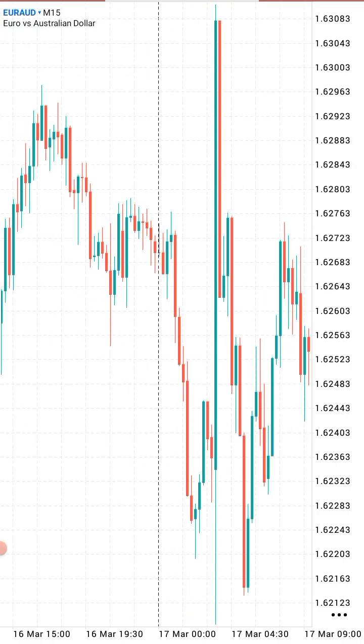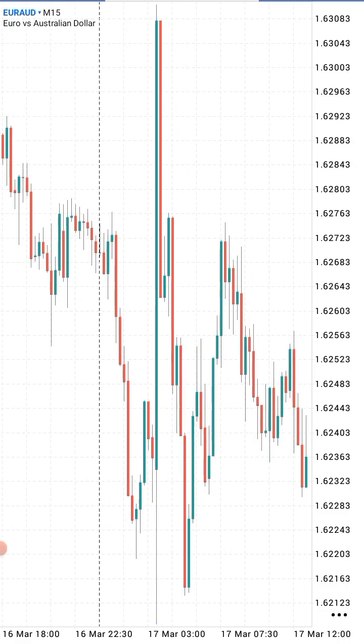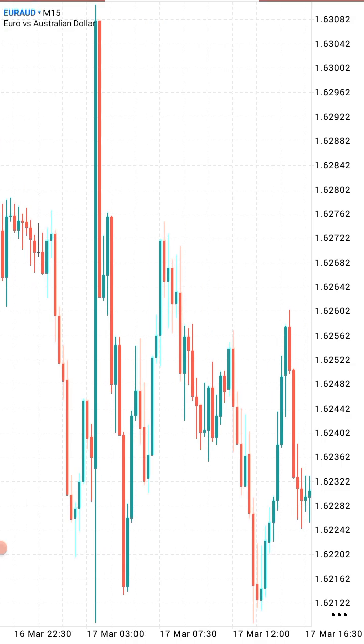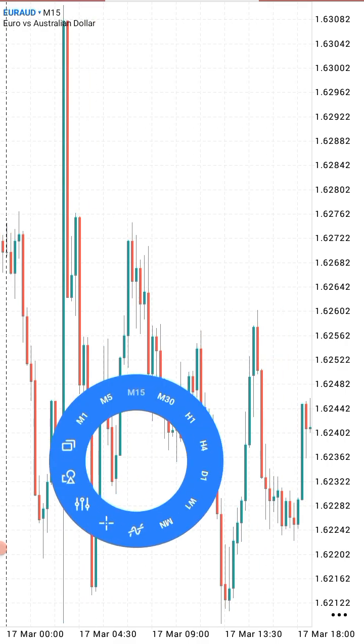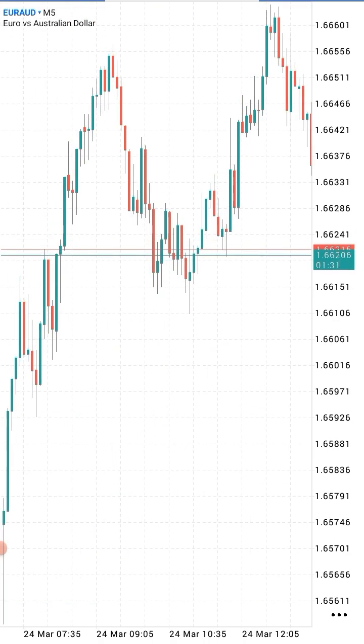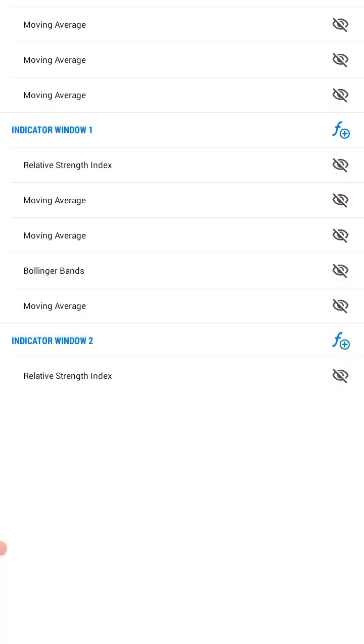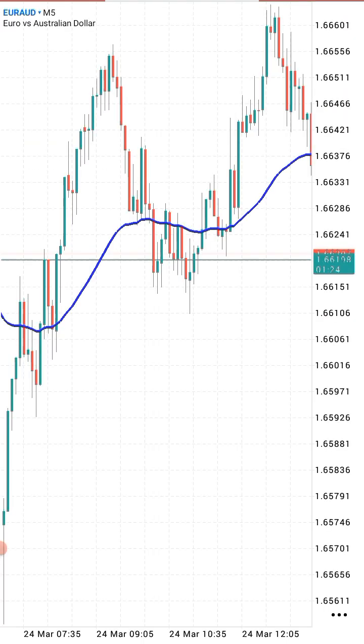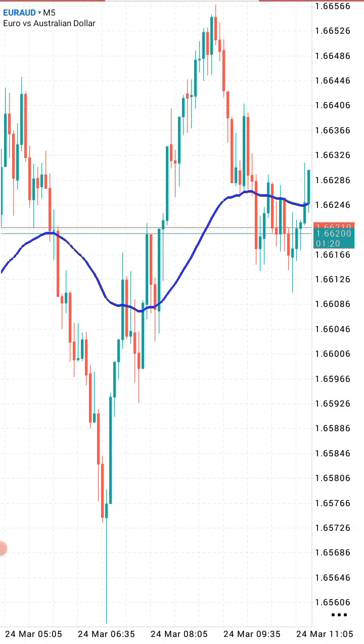Now, number one, we're going to be looking at the time frame. Here is what you need. The time frame you need is the 5 minutes time frame. So now we are going to the 5 minutes time frame, and we need the moving average 50. Now I'm adding the moving average 50. This is the moving average 50.